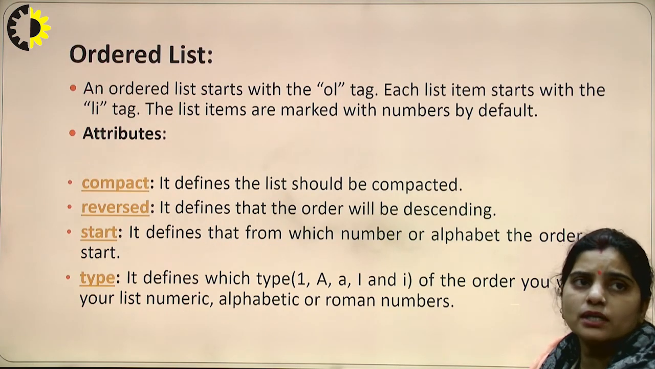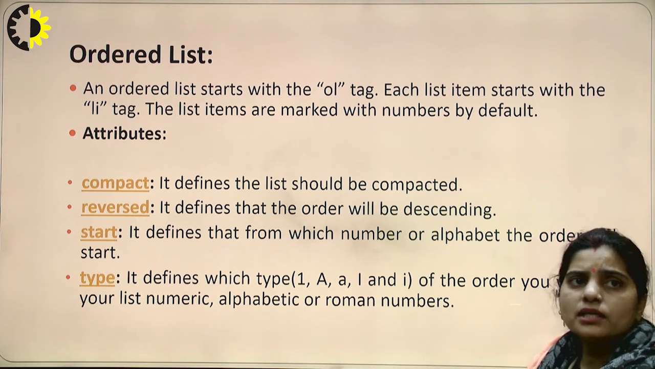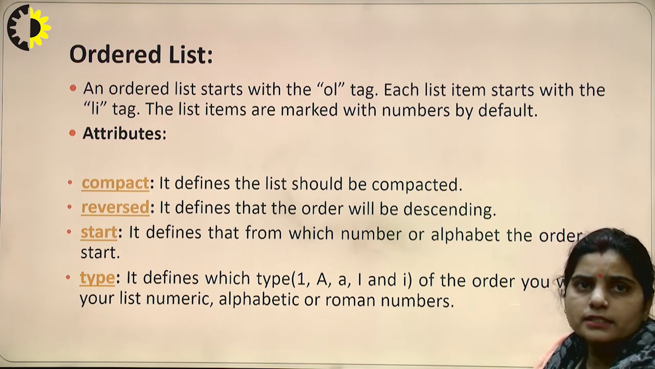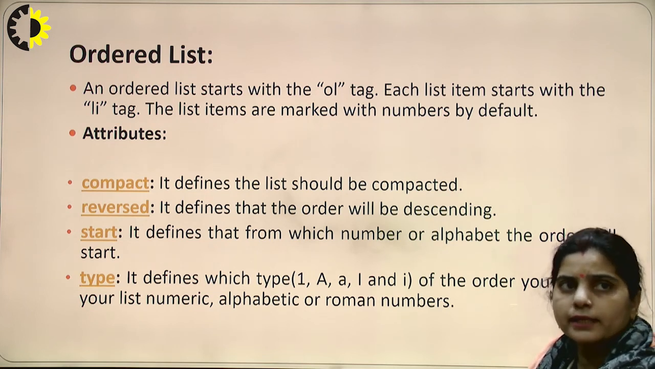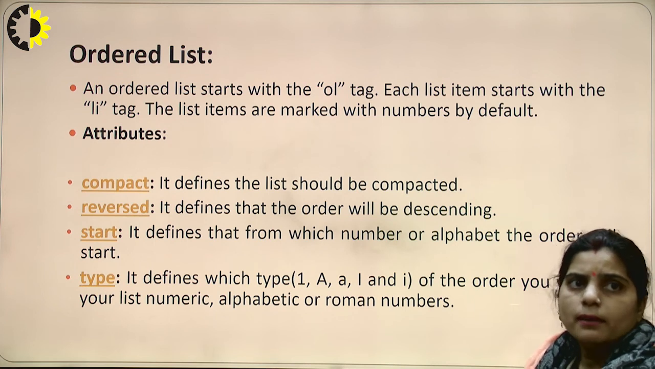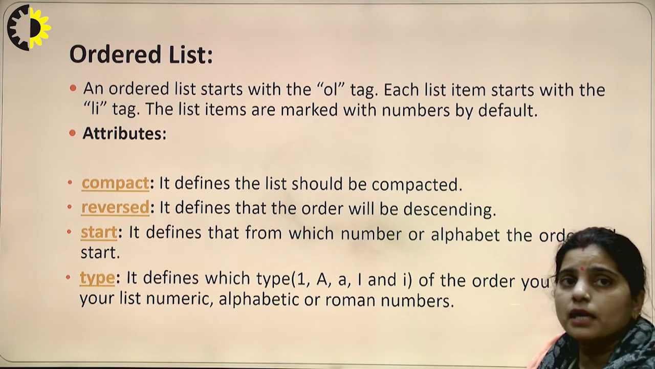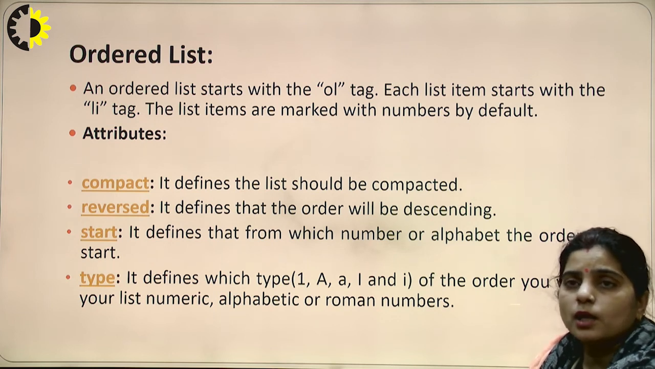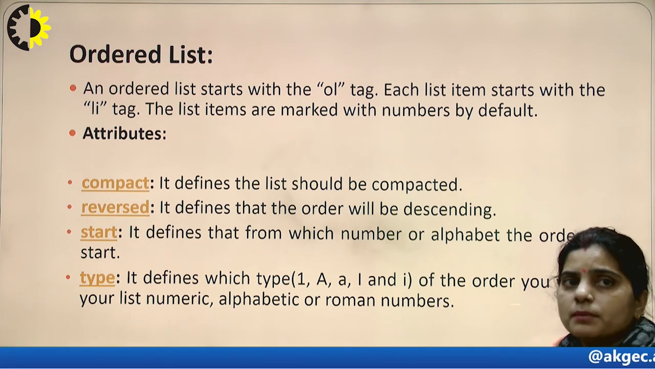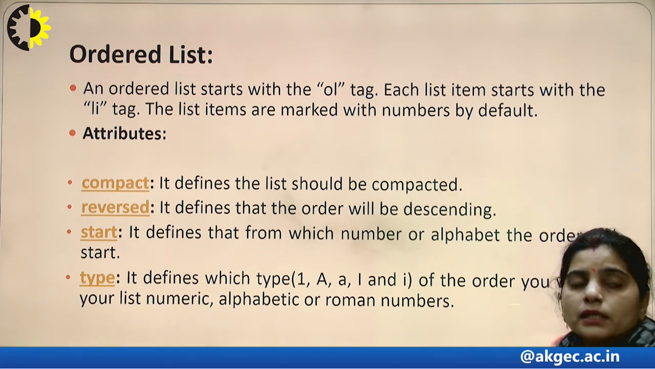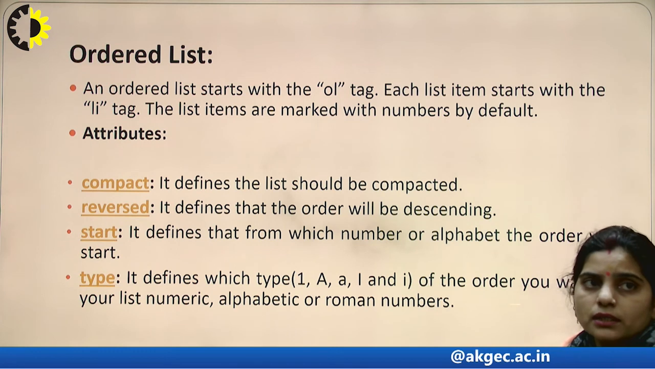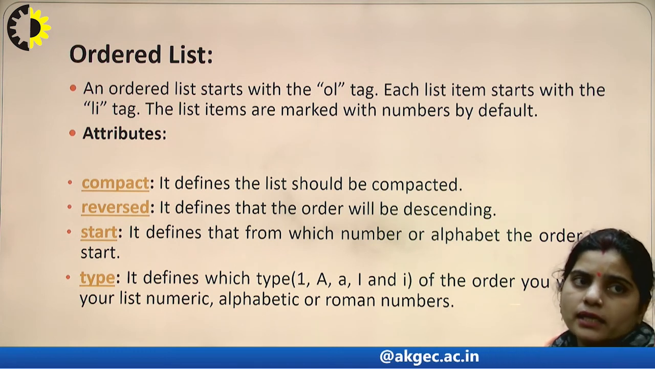Next one is the ordered list. An ordered list starts with the OL tag. Each list item starts with the li tag, just like in the unordered list. The list items are marked with numbers by default. In the unordered list, the list items are marked by circles, but here the list items are marked with numbers by default. The attributes of the ordered list are compact, reversed, start, and type.